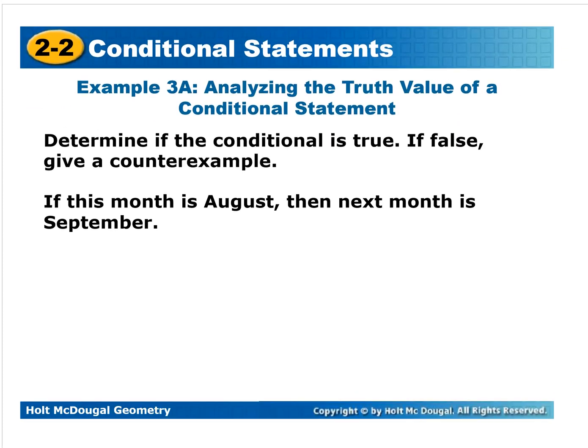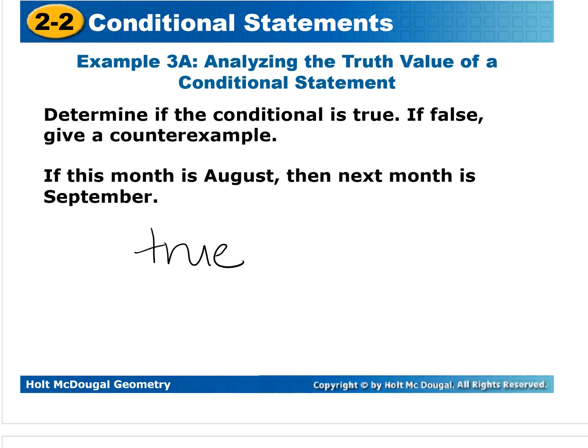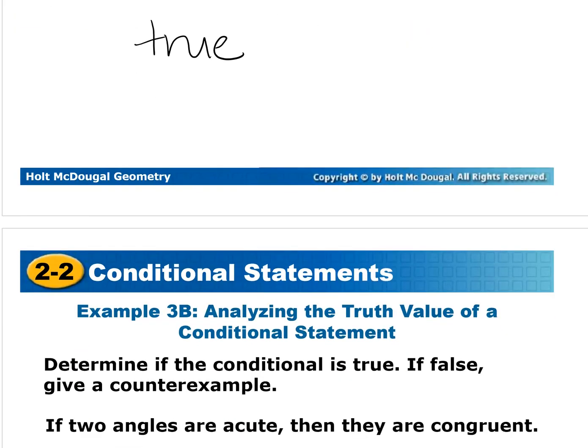Now let's look at this one. It's already in an if-then statement. If this month is August, then the next month is September. Is that true or is that false? Well, knowing the months of the year, usually you go from July, August, September, October. Oh, it looks like September is right after August. So this is going to be true. Unless somebody goes and rewrites the months, that is true. So we don't have to do anything to that. It's just true. Let's look at our next one.